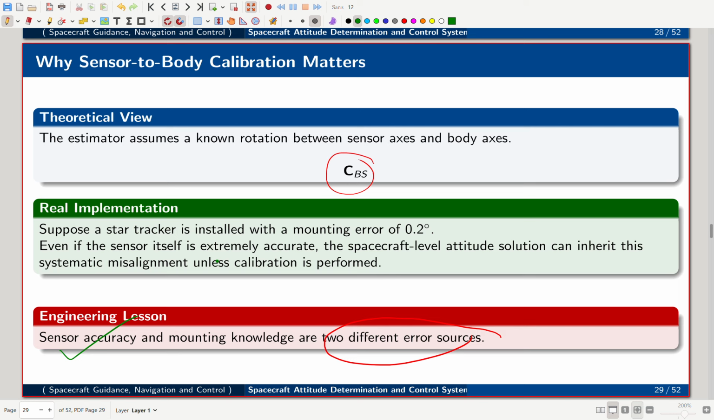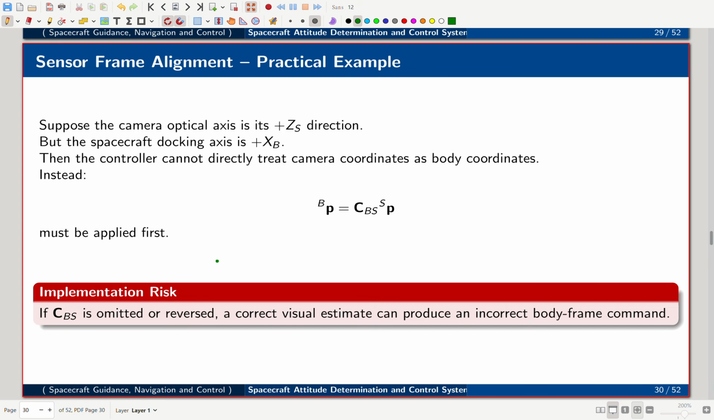This is very important. Sometimes people confuse them. Sensor accuracy and mounting knowledge are two different error sources. We need to understand this one. We will repeat it again, this is a very important point: sensor accuracy, and mounting knowledge, meaning where we are mounting these sensors.